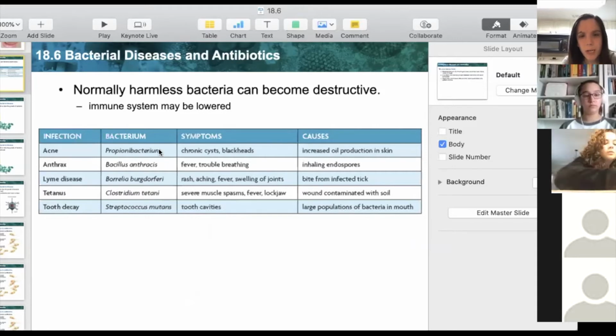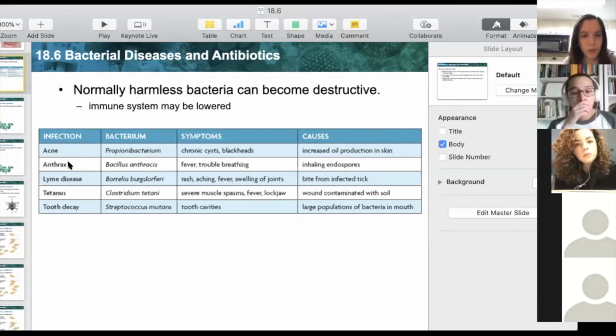You don't need to write this down, just for information, but this shows you some things that bacteria can cause. So acne can be from bacteria. It tells you the kind of bacteria that causes acne. Anthrax, I mentioned anthrax last week or the week before. It's a pretty rare infection. It's found sometimes in soil. If you breathe it in, it can cause trouble breathing, it causes a fever. Lyme disease is spread through ticks.